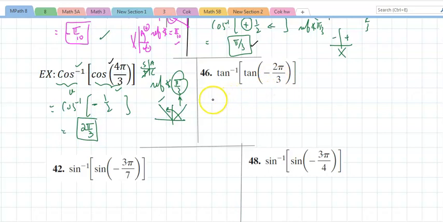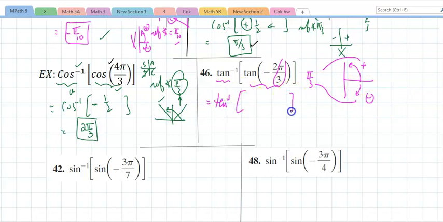46. Same deal. I'm looking for an angle. Pi over 3 is the reference angle. That doesn't change. That's easy. If the inverse tangent is positive, the answer is pi over 3. But if this quantity is negative, then I'm going to get negative pi over 3. And that's the confusing part. That's the inverse tangent of, and let's see how this works.